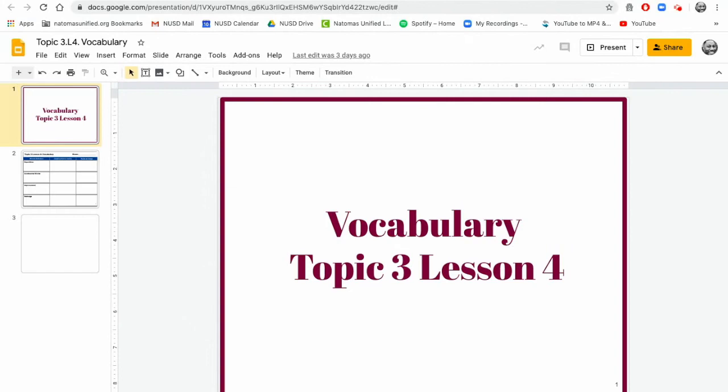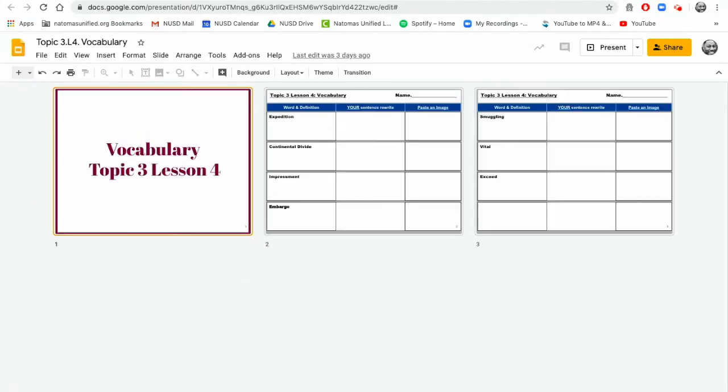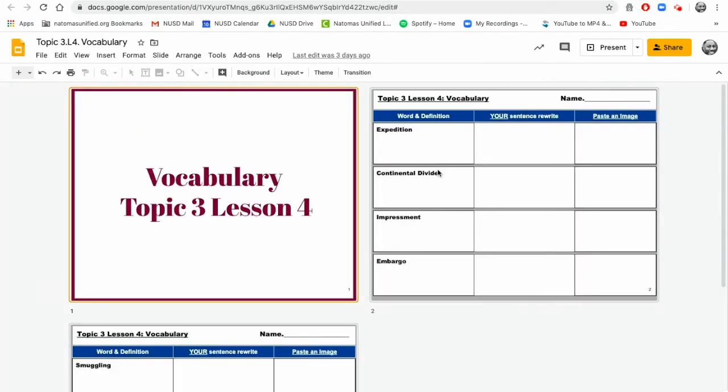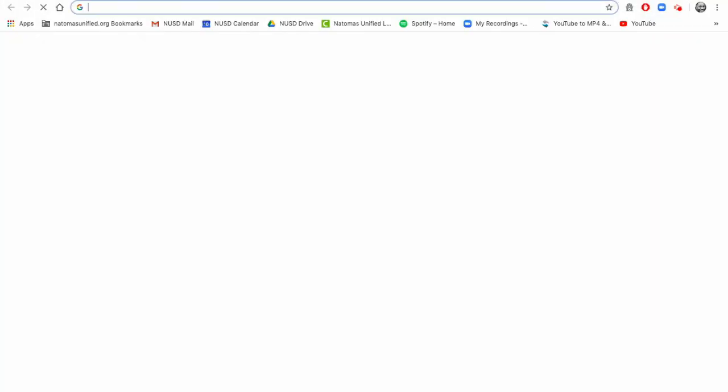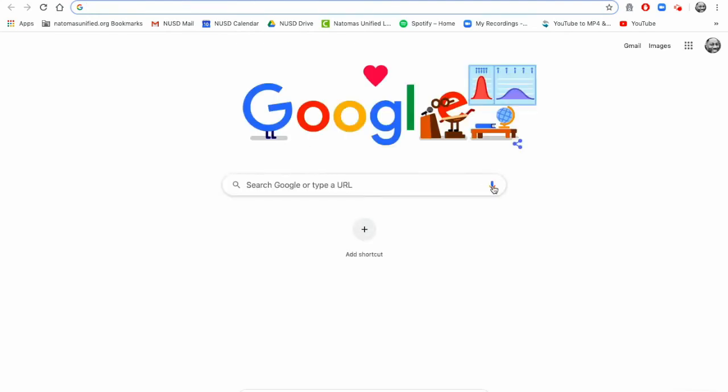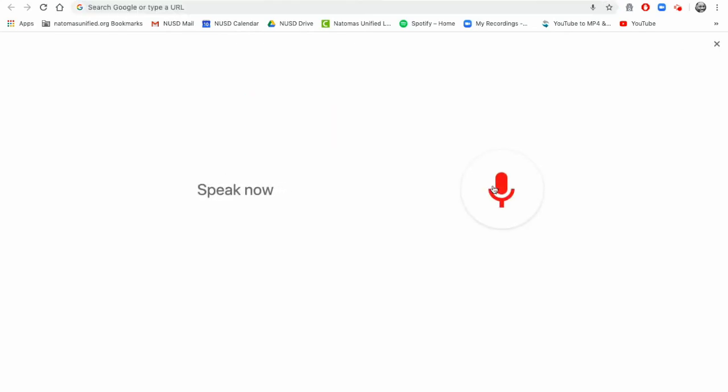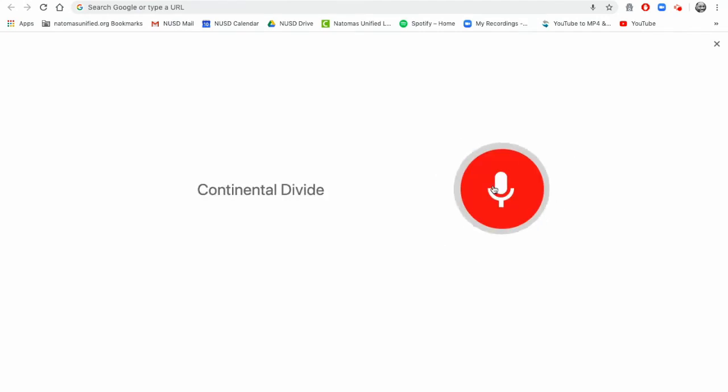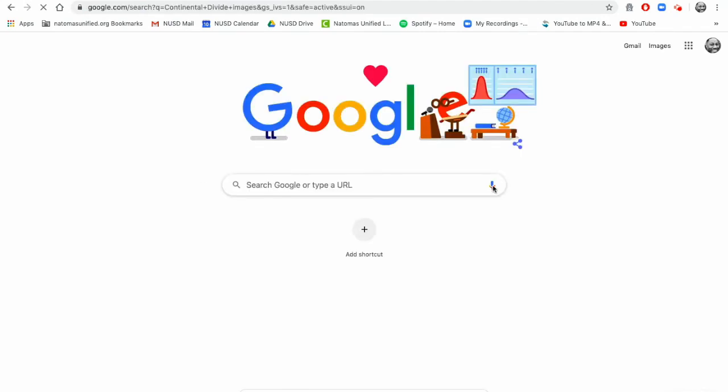Here's your vocabulary. Also in slides. With your vocabulary, I want you to put the word and definition here, rewrite it in a sentence, and then paste an image, which is very easy to do. We can say continental divide. Continental divide images.